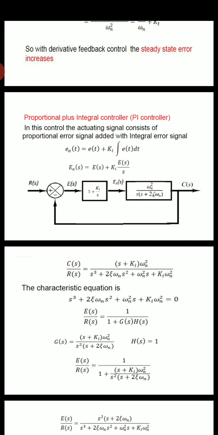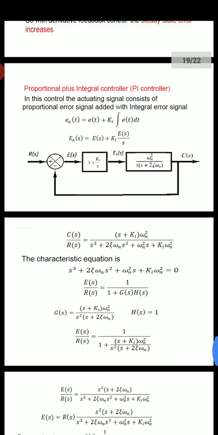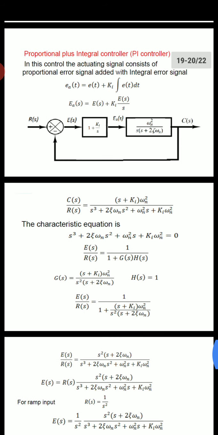The characteristic equation is s³ + 2ζωn s² + ωn² s + Ki ωn² = 0. E(s)/R(s) is equal to 1/(1 + G(s)H(s)). What is G(s)? G(s) is (s + Ki)ωn² divided by s²(s + 2ζωn). What is the value for H(s)? If no value is given, then we take it as 1. So E(s)/R(s) = 1/(1 + G(s)).